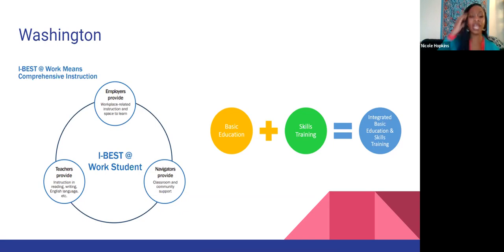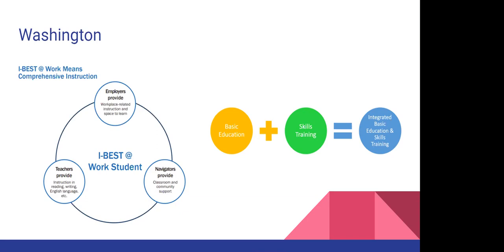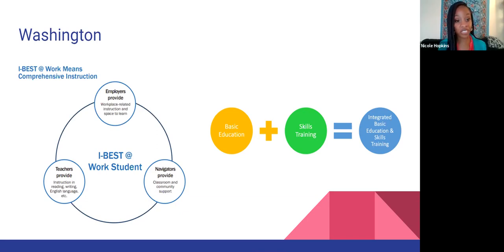And the main components for IBEST at Work are very similar to the parent model, but it typically happens on site at an employer. It's very employer driven to meet a specific need or a gap in training for their employees. The employer partners with the adult education provider to do workplace related instruction, and they also provide the space to learn. And then you've got your instructor, and that's your adult basic education instructor that provides your reading, your writing, your English language, whatever that need is for the employer at that time, depending on the populations and demographics they're working with. And then lastly, you've got that navigator support, and they provide classroom and community support, all working together with the student or employee at the center of their initiative.